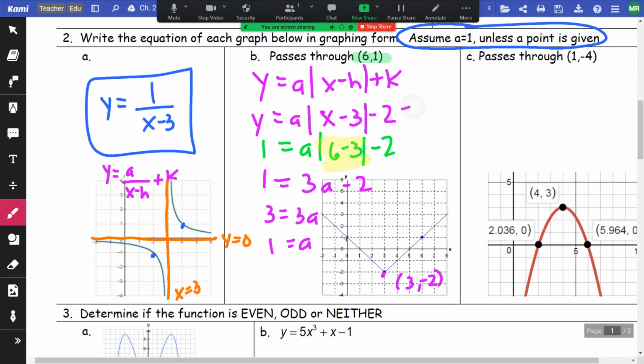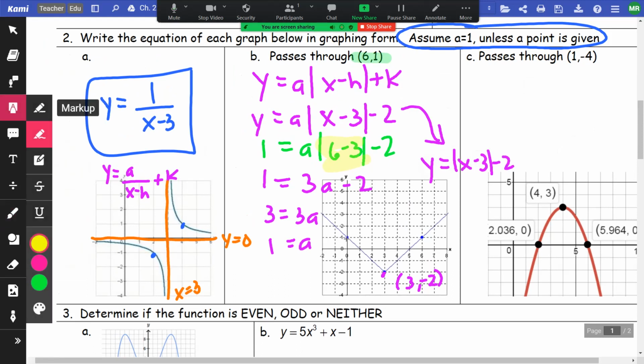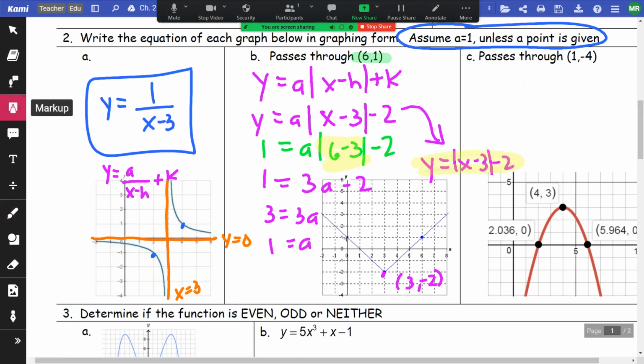So what does that mean? Our final equation is going to be y equals, I don't need to put the 1 in front, the absolute value of x minus 3, minus 2. That is our final answer. This is our final answer over here.